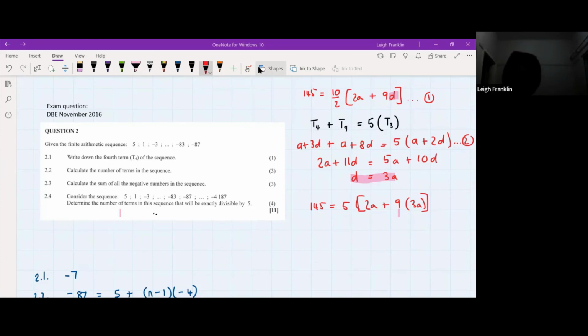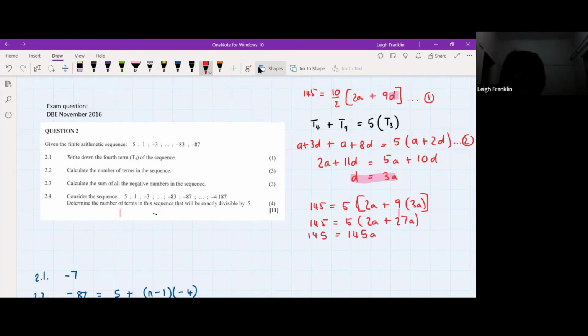Then what I can do is either I can expand the brackets if I want to, or I can divide by 5 on both sides. I suppose what I can do is just leave the 5 there for now. This is 2A plus, then that would be 27A, like so. So over here, 2A plus 27A would be 29A. So 5 times 29 is going to leave me with 145A. Does that make sense, everyone? 145A on the right, 145 on the left.